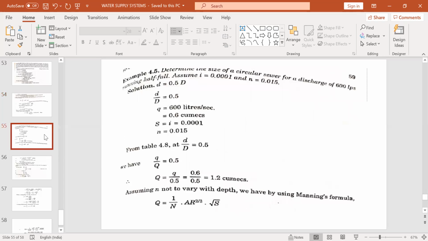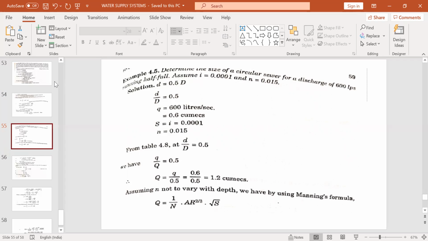Next, another question we will discuss, that is, determine the size of a circular sewer for a discharge of 600 liter per second running half full. Assume S equal to 0.001 and n equals 0.005. So one thing to note here carefully is, in the previous question and in this question also, what needs to be found out is the diameter, the size of the pipe. Here, determine the size means the diameter of the circular sewer.